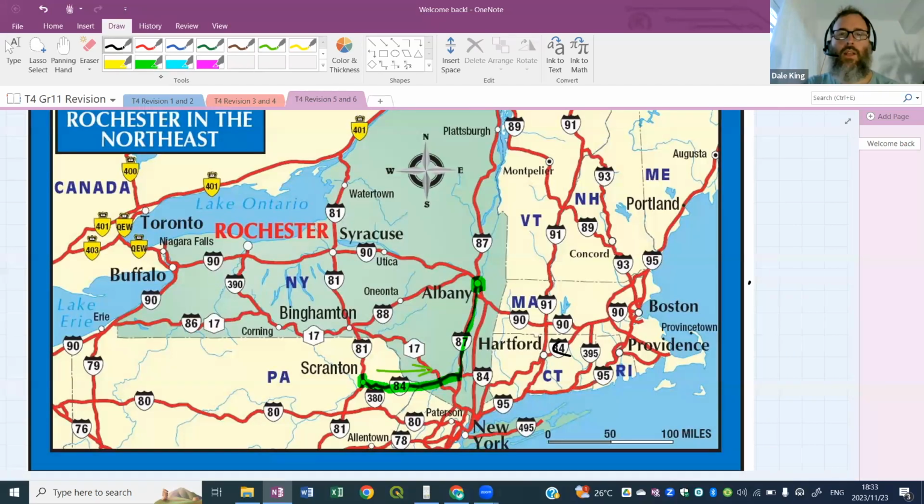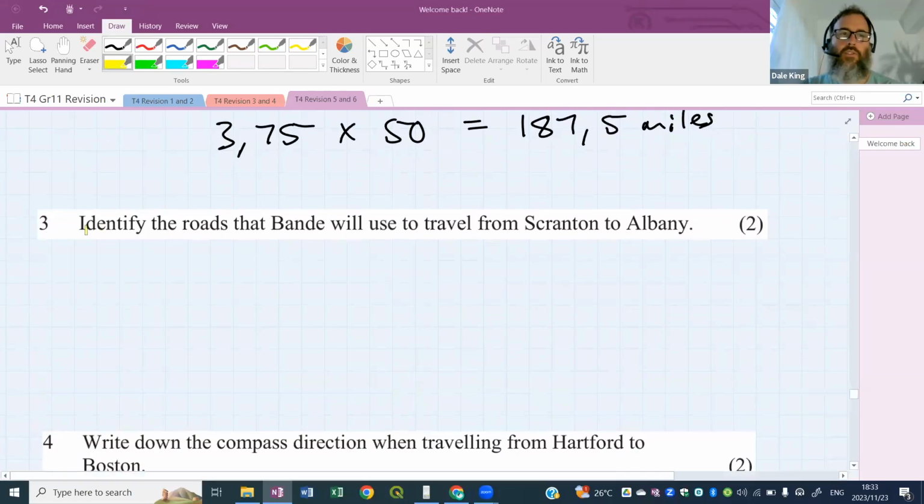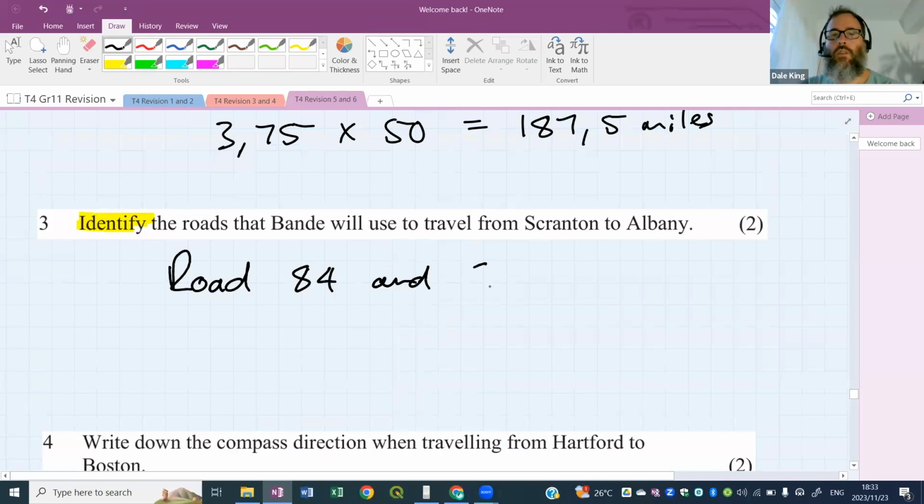All right, so how would you write that? Yes, the 84 and the 87. So let's just read the question again to make sure we get it. Identify the road. So they're using the word identify. So they're not saying describe a route. They're just saying identify the roads. So we'll say road 84 and 87. That's it. We've identified them. Someone says to you, can you identify the person that did this to you? You either point them out or you say their name, all right? So we name the roads. So identifying is just naming the roads. So we just named the roads that we're going to use.